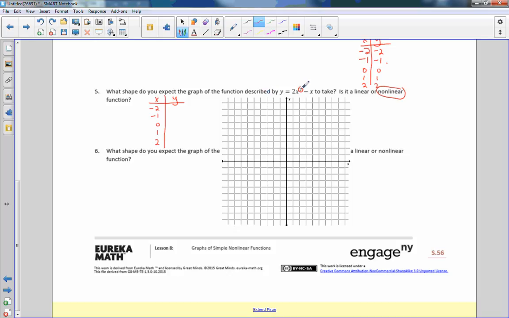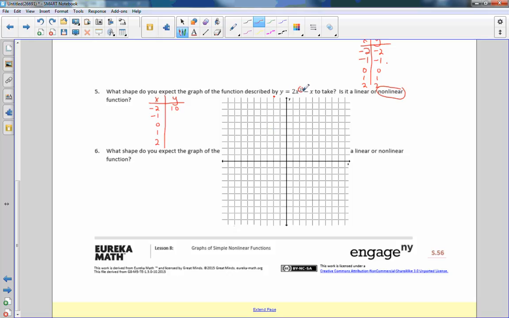So -2 squared is 4. 4 times 2 is 8. 8 minus a -2 is 8 plus 2, which is 10. So left 2, up 1, 2, 3, 4, 5, 6, 7, 8, 9, and 10 is up here a little bit. Okay, so I'm off just a bit.